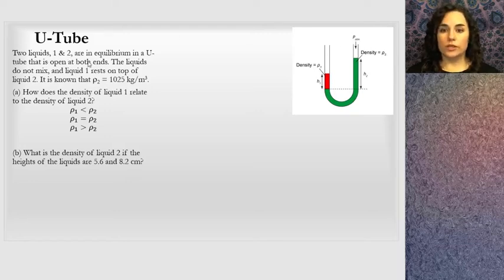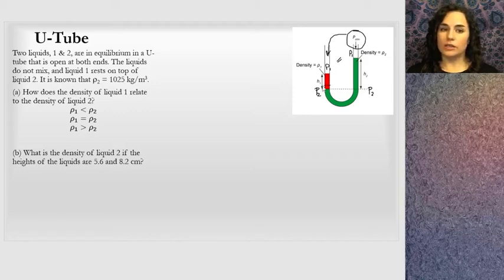Two liquids, 1 and 2, are in equilibrium, so a static situation, in a U-tube that is open at both ends. When it's open at both ends, what we're going to assume is that there's the atmospheric pressure on both sides on top here, such that P1 on the top is equal on both sides. You may be getting the feel here that we're going to be dealing with pressure. There's a P2 level down here, P2 on this side and a P2 on this side. And so that it's the same across here.